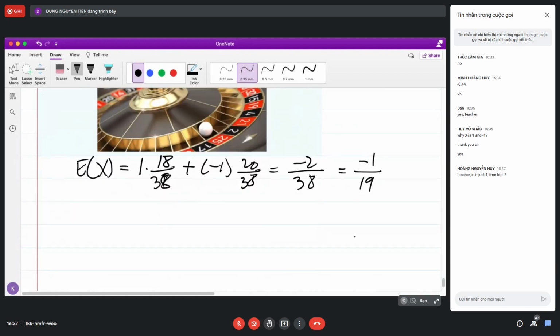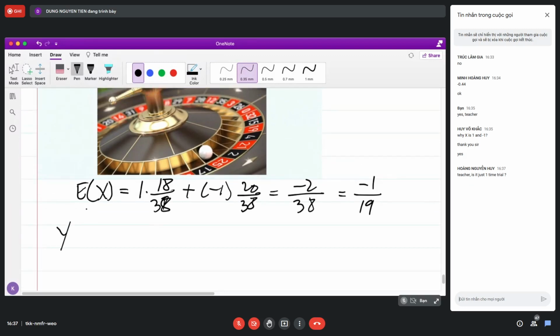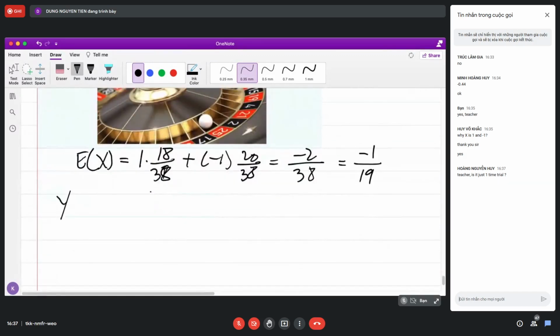Okay, suppose that Y is your gain after 10 games. If you play the game 10 times, all right, what is your net gain? Do you know that? If you play the game 10 times, what is your net gain?